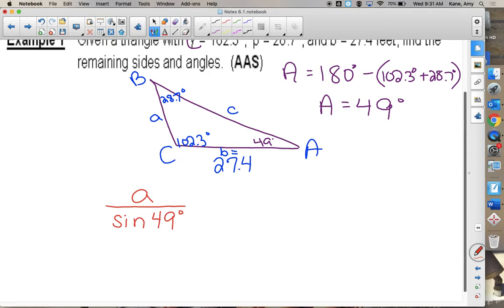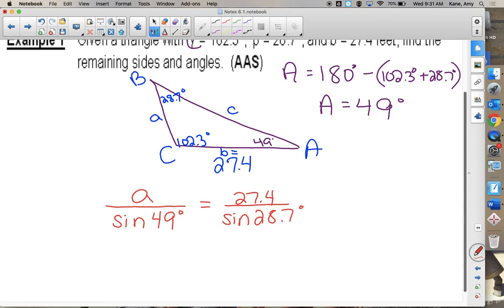So the law of sines says take the side over the sine of its matching angle. You set that equal to another side. Well, we have B, 27.4, and we're going to take the sine of its matching angle, which is 28.7 degrees. That's how you set up a proportion. One ratio, side to angle, equals another ratio, side to angle.